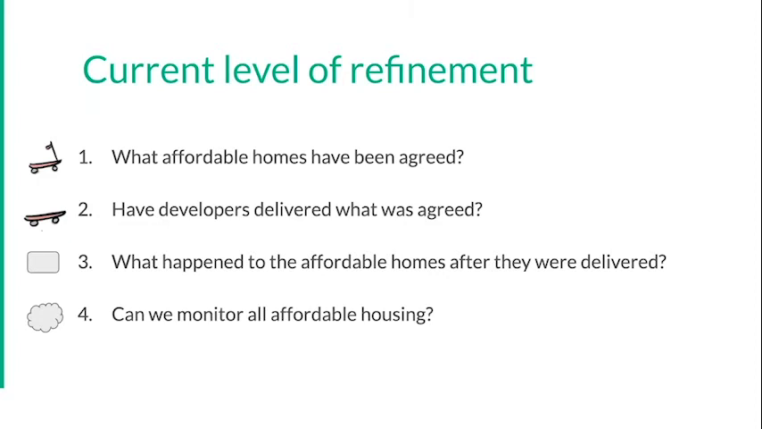But for the third question, what happened to the affordable homes after they were delivered, that's where our relationship with Peabody comes in, which we'll talk about in a minute, so we're still developing that functionality. And can we monitor all affordable housing? Well, none of that can happen until we're at a higher level of refinement for all the others. So we're hoping to capture for the third and fourth point that the registered providers will update us on any changes to the dwellings after they're delivered. We're hoping that we'll be able to capture when and how affordable housing leaves the system.